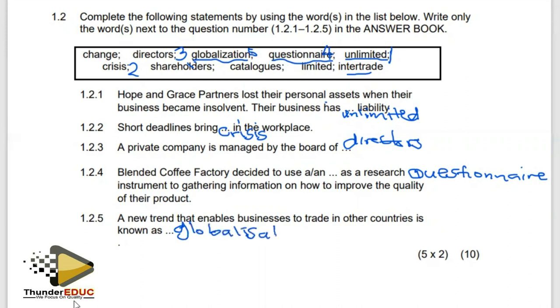Globalization. Very important. Trade restrictions under globalization are removed. There is clear communication between countries. There is free trade between countries. There is a free movement of factors of production, labor, entrepreneurship. Everything just moves across the world. Trade, transport, communication, is possible between countries, and that comes with globalization. Yes, I think we are there.